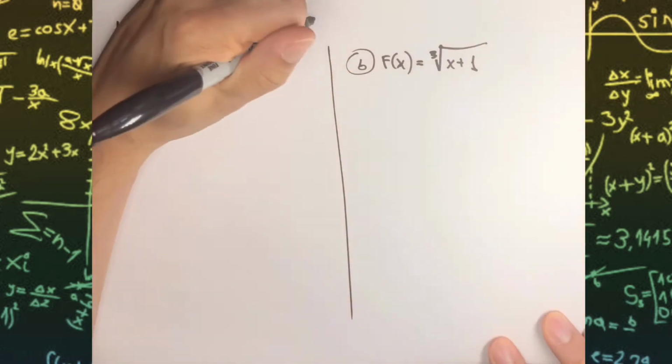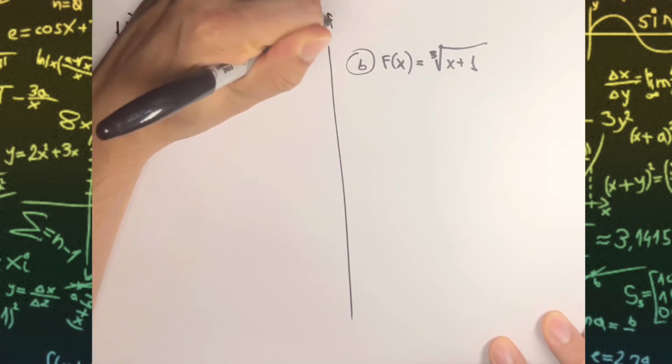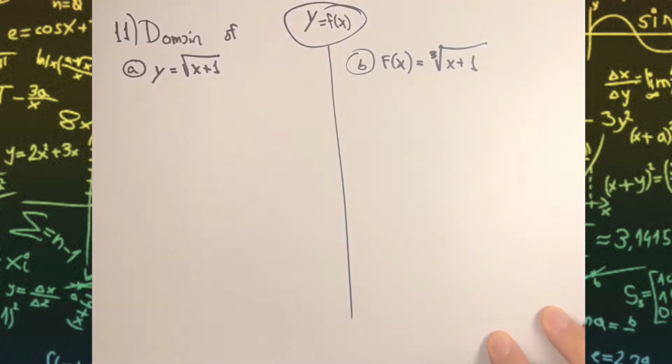Before moving forward, I want to clarify that I'm going to be using y equals f of x interchangeably. It doesn't matter. You can use either. It's the same thing. That's why we have y on the left side and f of x on the right side.